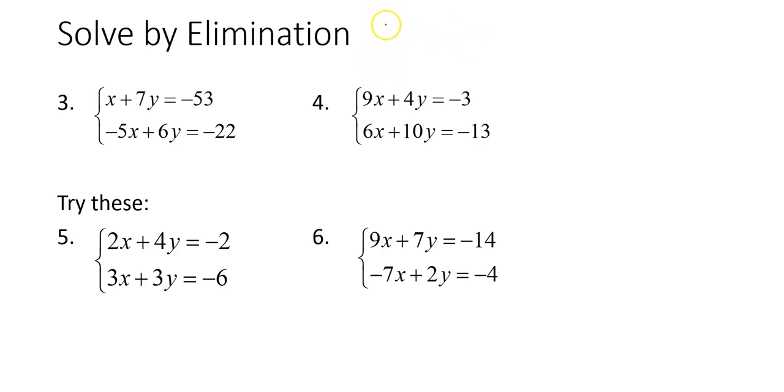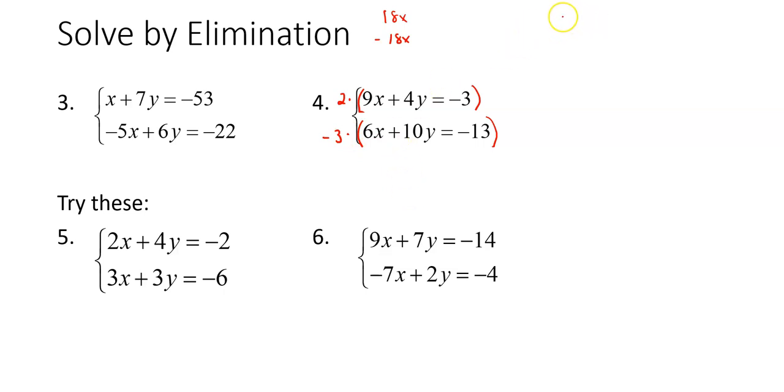So if I got a 9x and a 6x, least common multiple of 9 and 6 is 18. So if I can get one row to become 18x and the other row to become negative 18x, then the x's will drop out. So what do I have to do in order to make that happen? Well, 9 times 2 is 18, right? So multiply the top row by 2. 6 times negative 3 is negative 18.